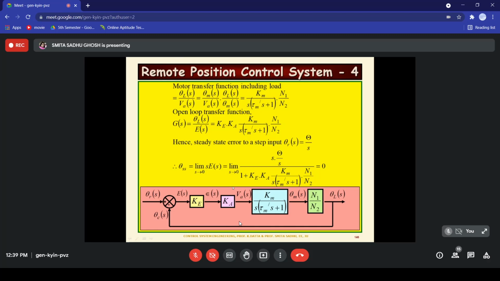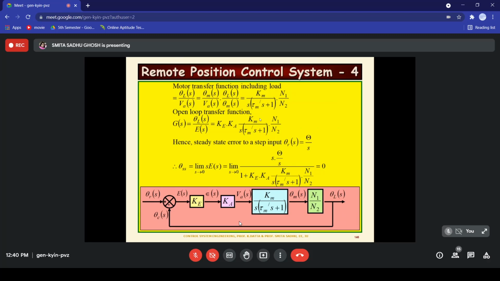What is the entire forward path transfer function? We see it's equal to Ke into Ka into Km by S into tau m dash S plus 1 into the gear ratio, which is N1 by N2. So that actually is denoted as GS, which is the forward path transfer function between ES and theta LS, right? So that is the forward path transfer function written for you, right?